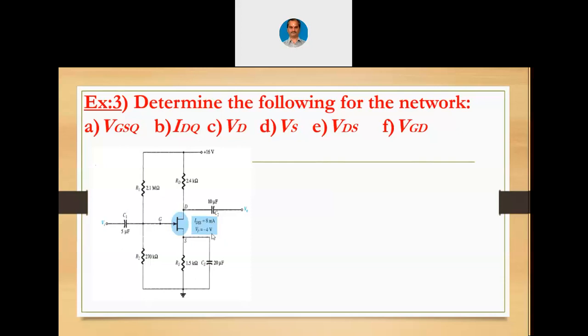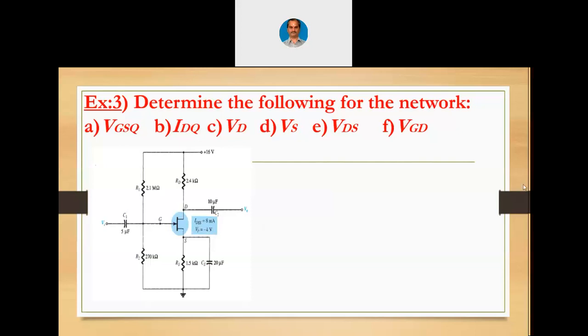And for 0.5 VP, that is for minus 2 volts, the corresponding ID will be 2 milliampere. For VGS equals 0.3 VP, ID is around 3.9 milliampere. You can take it as 4 milliampere, IDSS by 2. And for 0.5 VP, for 2 volts, it is IDSS by 4, that is 2 milliampere.